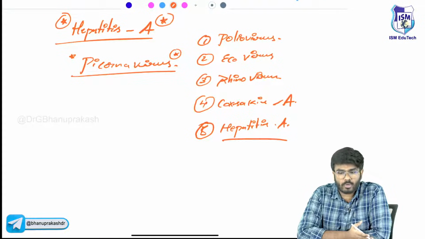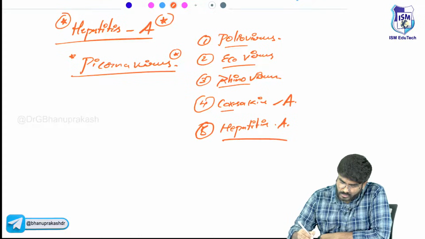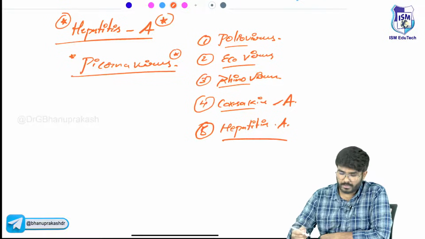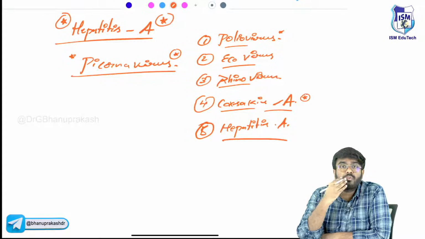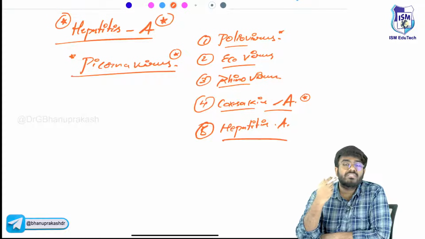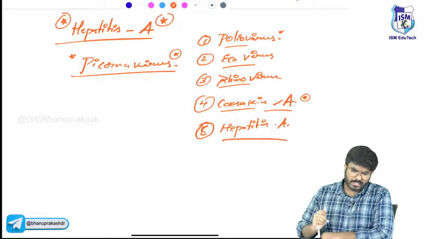So hepatitis A is a picornavirus. It belongs to the family Picornaviridae. So under the Picornaviridae, what other viruses are there? Poliovirus, echovirus, rhinovirus, Coxsackie A virus, hepatitis A virus. The poliovirus is going to cause paralysis. And one more important thing for your exams, Coxsackie A virus causes hand, foot, mouth disease. One more condition is called herpangina. Herpangina and hand, foot, mouth disease are seen in a small child because of the Coxsackie A virus. So these are the important points.